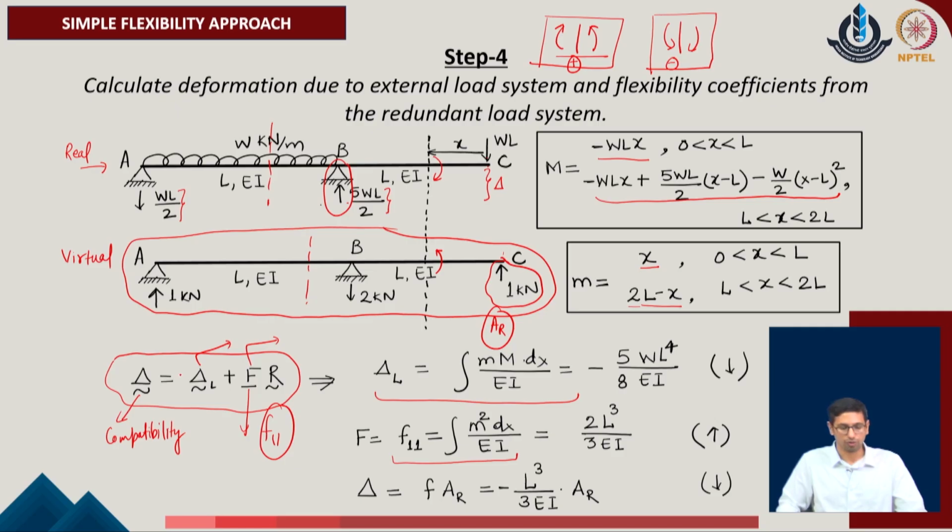Now the only issue, out of delta L and F which we have evaluated, is to know the value of delta, which is the compatibility condition of the given system. But we realize that if there were a solid support here completely restraining the movement at this position, the delta value would become 0, because that would not allow any movement to take place at the position of the support C.